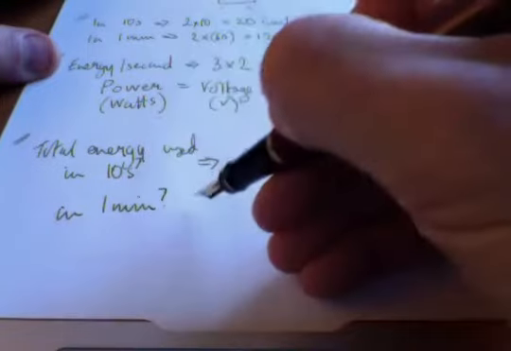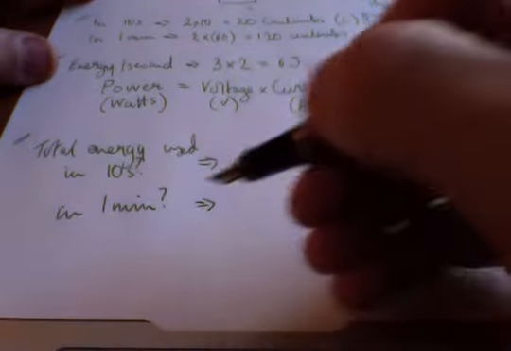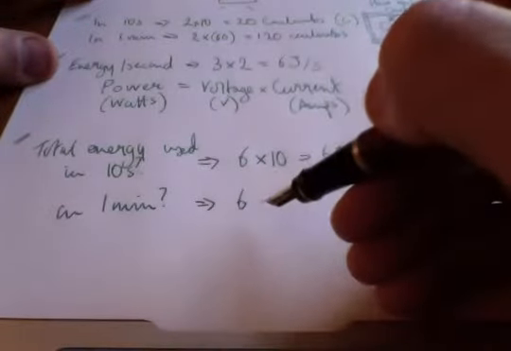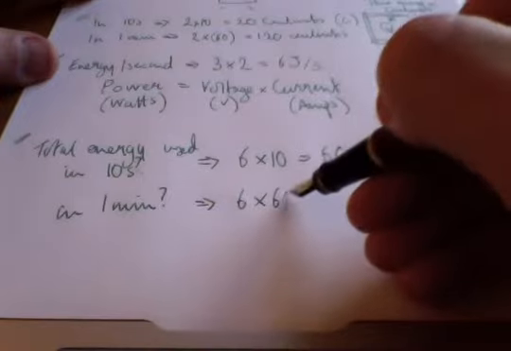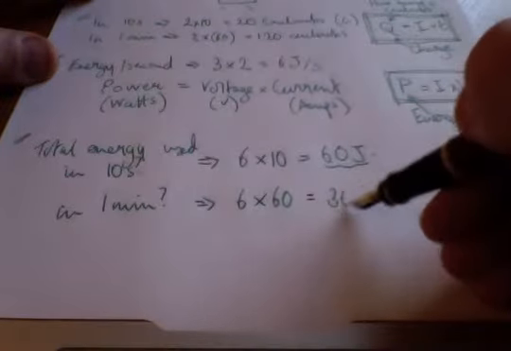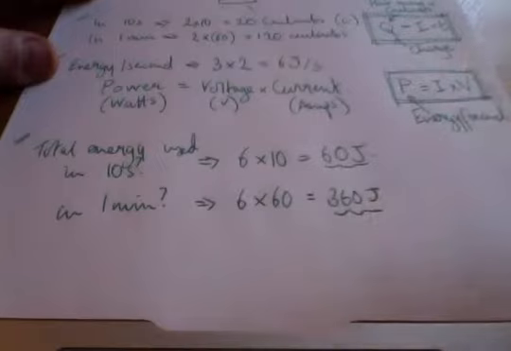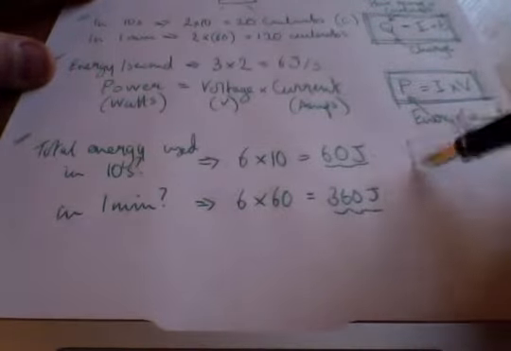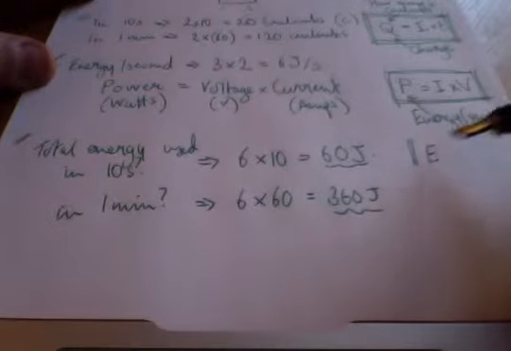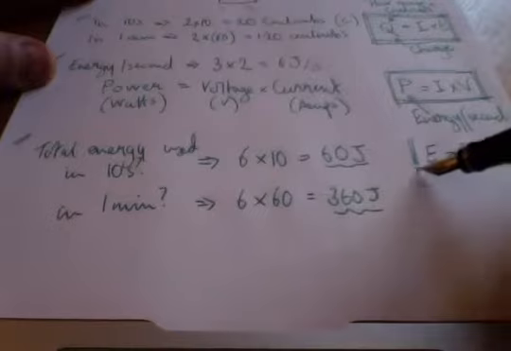What about in 1 minute? Well, in this case, once again, being careful that we convert those minutes into seconds, we have 6 joules being used per second, and multiply that by 1 minute, 60 seconds, gives us 360 joules. So what hopefully you're doing in your brains is working out the energy: you've taken the power and multiplied it by the time.